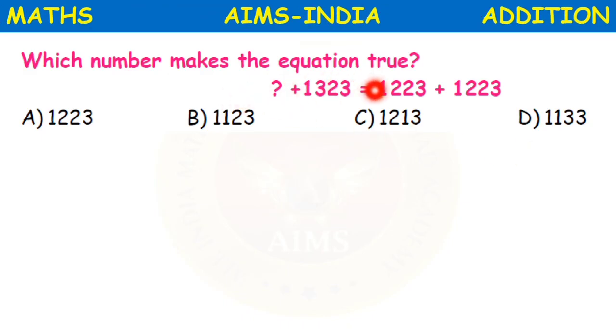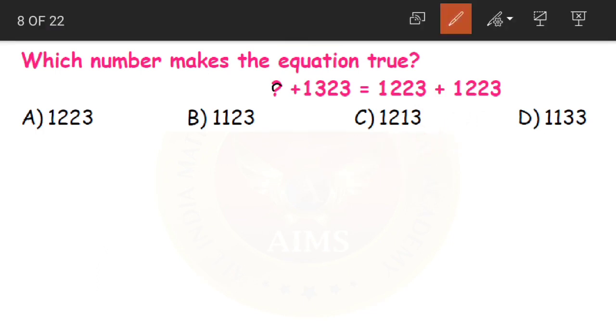Which number makes the equation true? See, dash plus 1323 is equal to 1223 plus 1223. Again, here we have two numbers. We do not know this number here. Yes, we do not know this number here. We have two numbers which are added on this side.